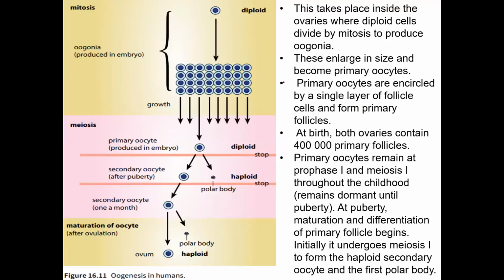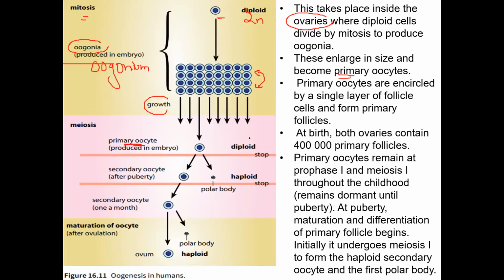Okay, now let's talk about the process of oogenesis, gametogenesis in females. The process of oogenesis takes place in the ovaries, where these diploid cells are still at the 2N stage. They divide by mitosis, right? And they produce oogonia. Here you can see the plural is oogonia, the singular is oogonium, right? These would grow and mature into primary follicles. They would enlarge and mature, and then we call them primary oocytes, right?